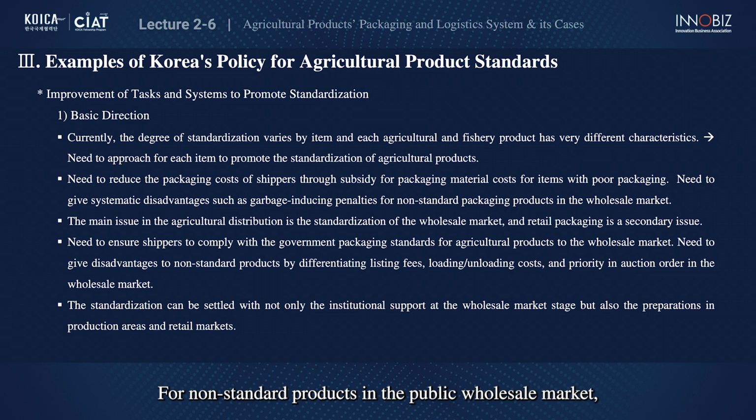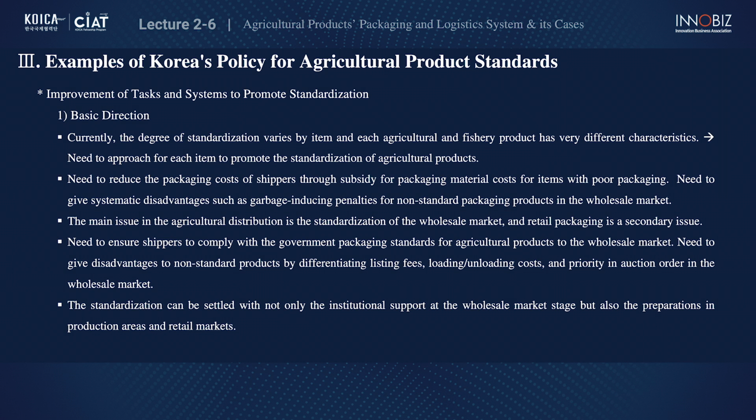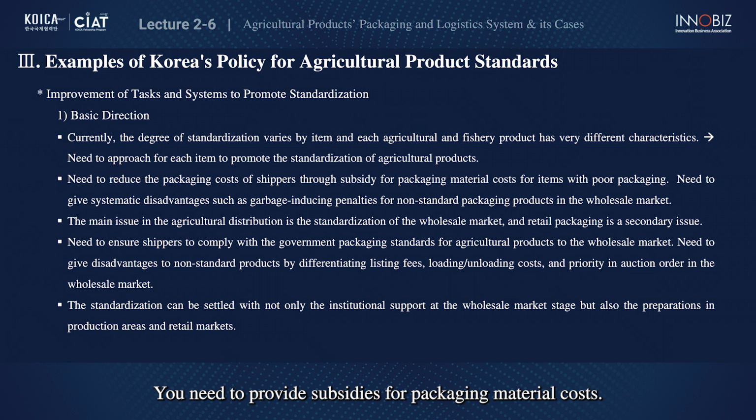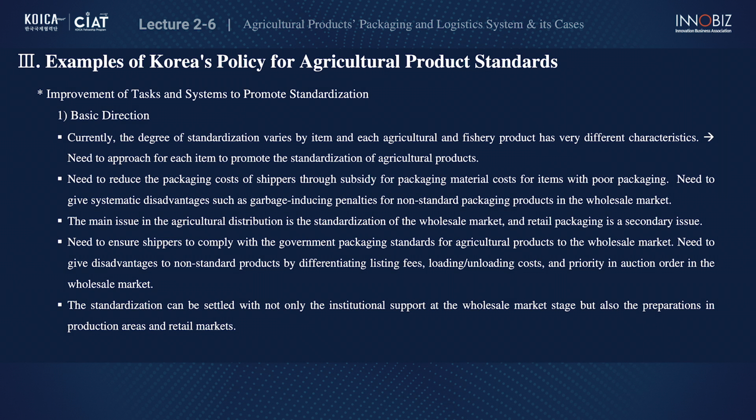For non-standard products in the public wholesale market, you need to impose systematic disadvantages and actively encourage standard packaging. For items with poor packaging, you need to provide subsidies for packaging material costs or provide plastic boxes and packaging boxes at lower cost to reduce the packaging costs of shippers. You need to give systematic disadvantages, including penalties for non-standard packaging products in the wholesale market.